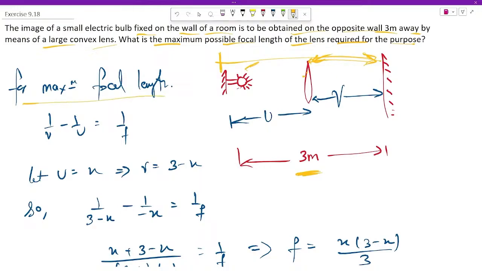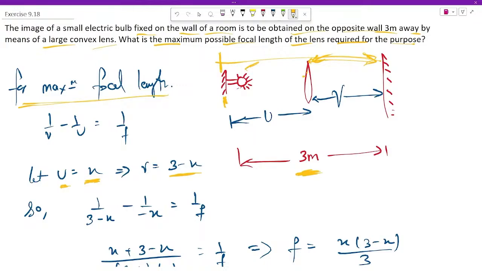So for maximum focal length, we will solve for f maximum. Now we have assumed u to be the x variable, that is, the distance of the object, or the wall that is carrying the bulb, from the lens, as u equals x. Now obviously the image distance will be 3 minus x because the distance between those two walls is fixed.